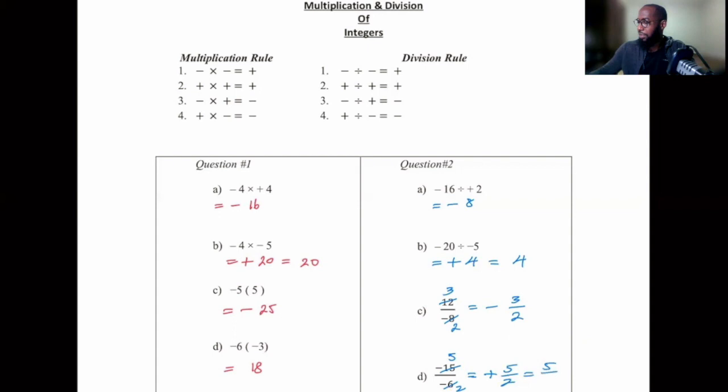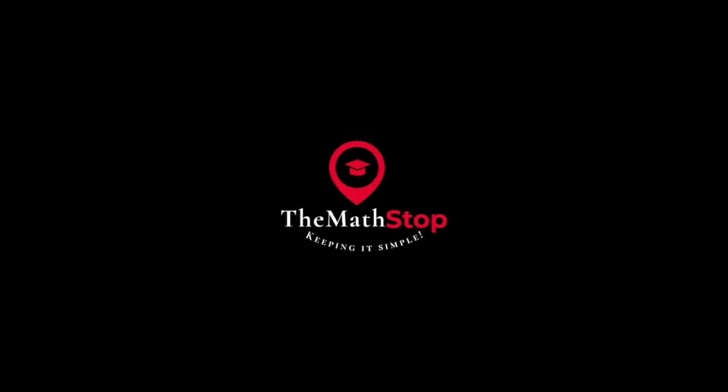Or you can just simply write 5 over 2 one time. So that's it for multiplication and division of integers.